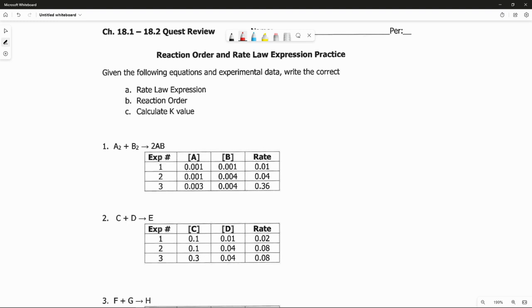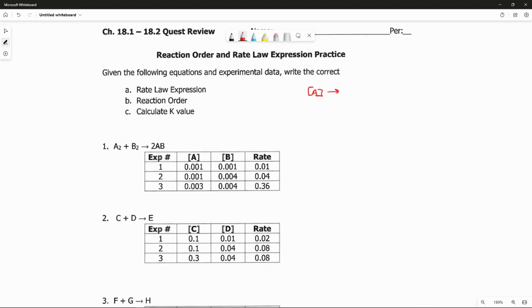Alright, number 1, you're given A2 plus B2 is going to synthesize into 2AB. As per the rule that says we always exclude everything but the reactants in the rate law, we can disregard this part. So let's start by finding the rate law expression. The rate law expression is found first by calculating the orders of the given concentrations of A and B. Let's start with A.